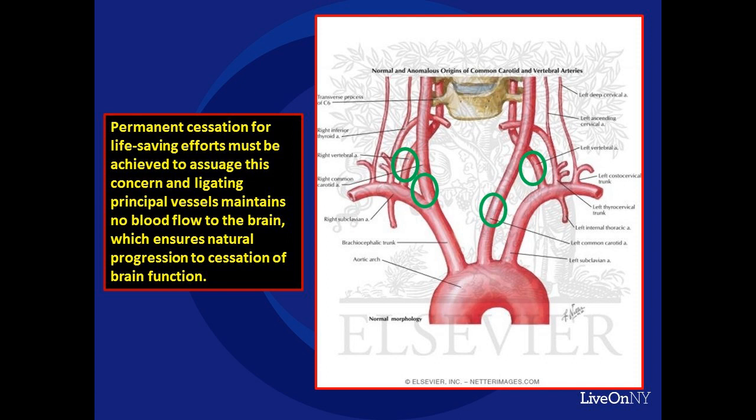I've put 4 green circles where the blood vessels supplying blood to the brain are. They're the 2 vertebral vessels and the 2 internal carotid arteries. Those all have to be occluded before you restore any circulation in situ in this body.